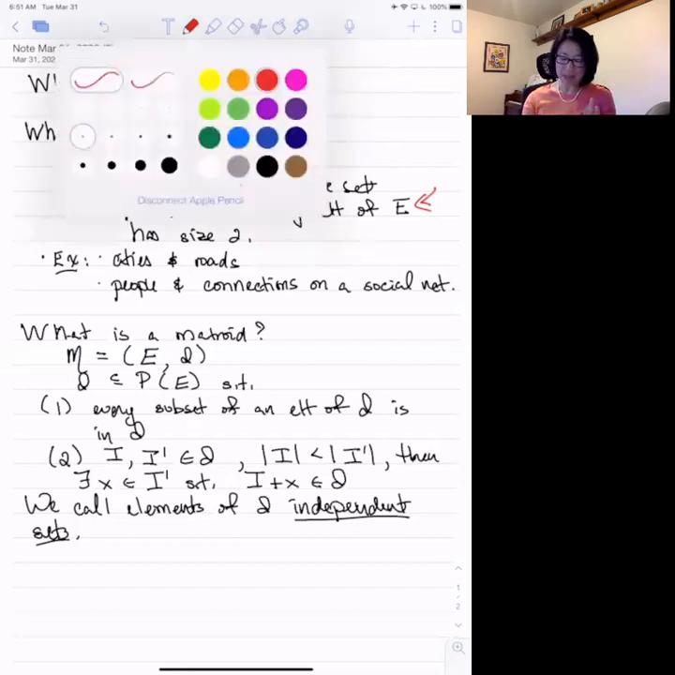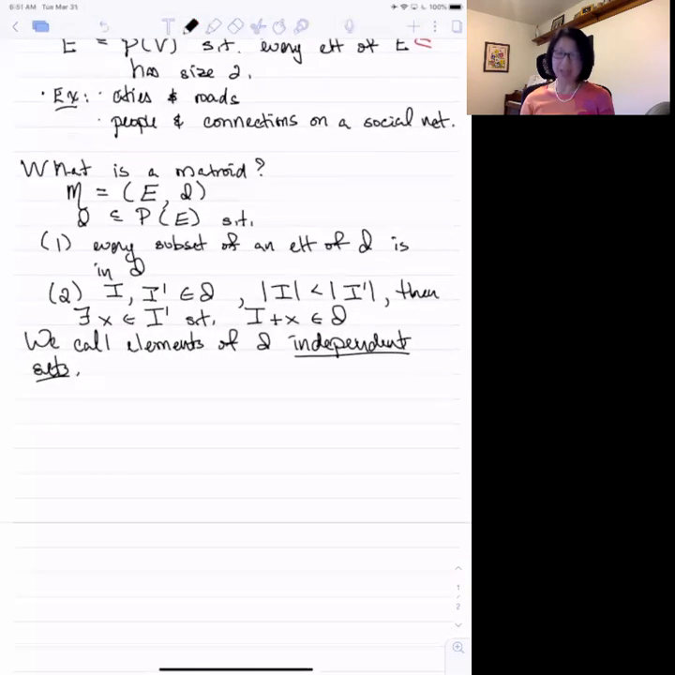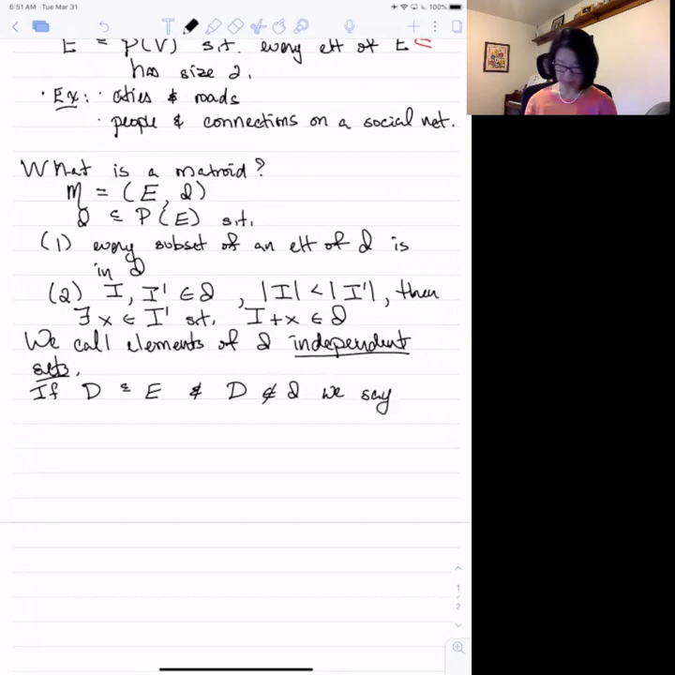Okay, and the idea is that once we have independent sets, we can define things like dependent sets and bases and what we'll call circuits. So if D is a subset of E and D is not in this set of independent sets, we say that D is dependent.